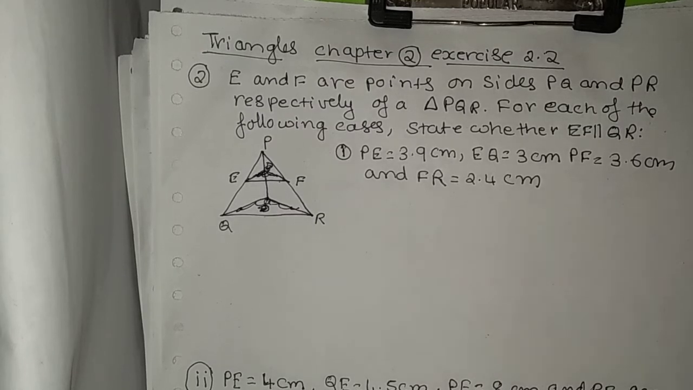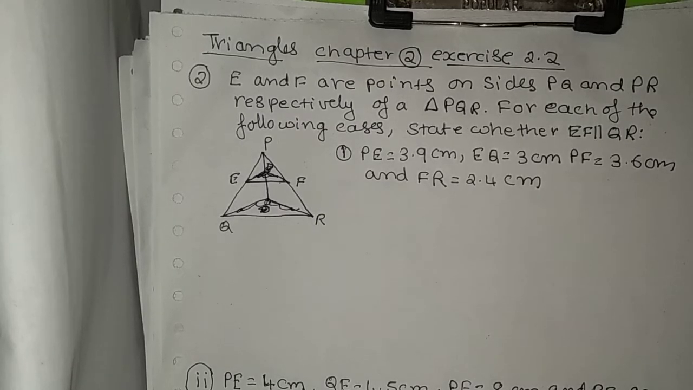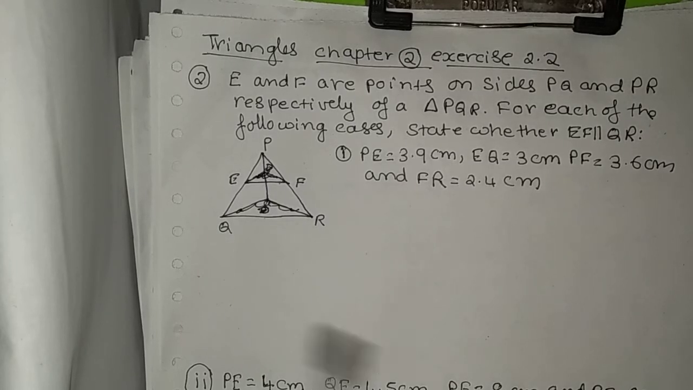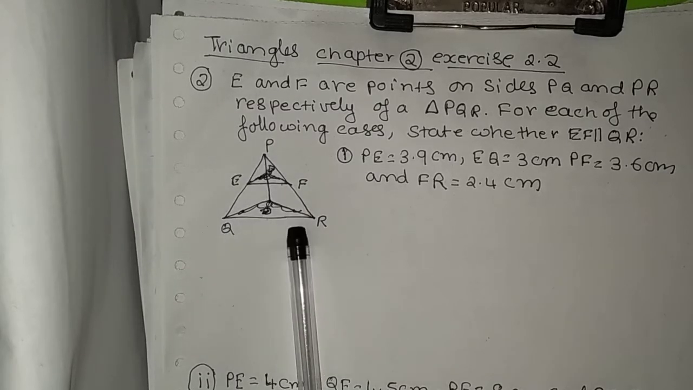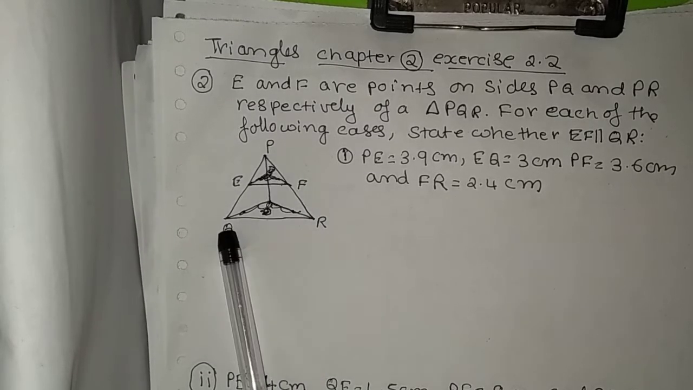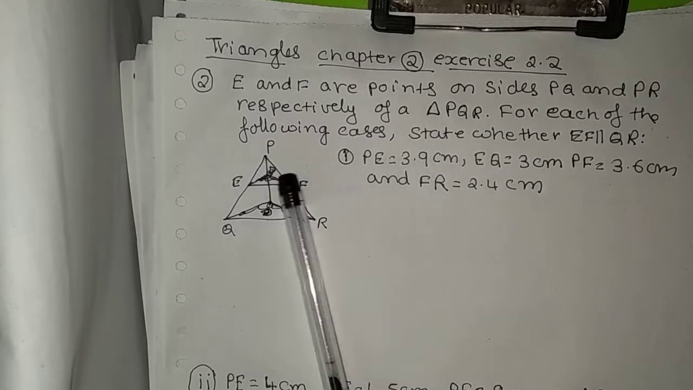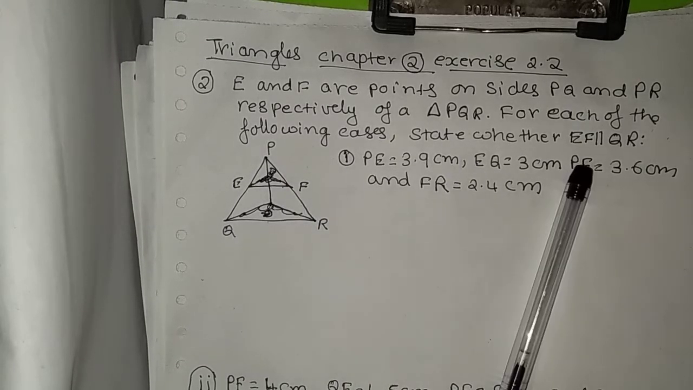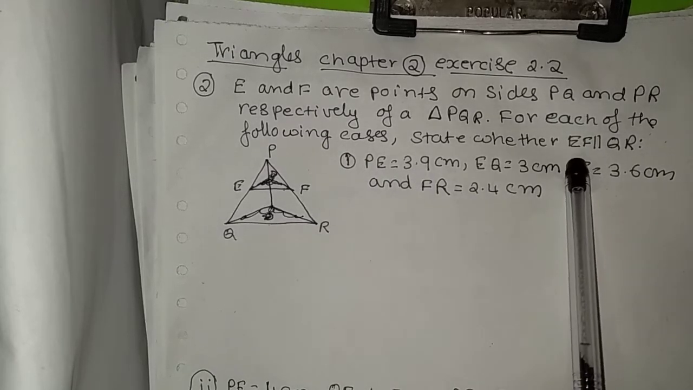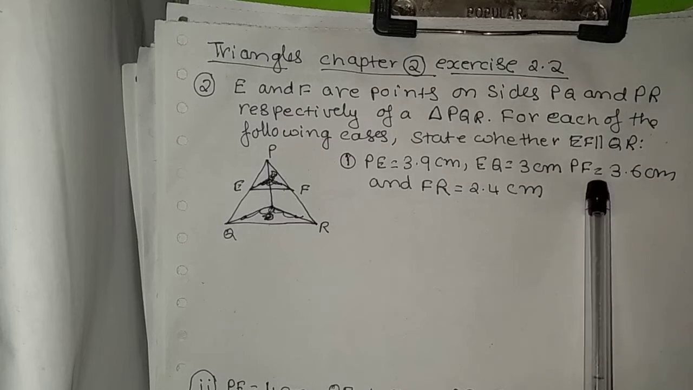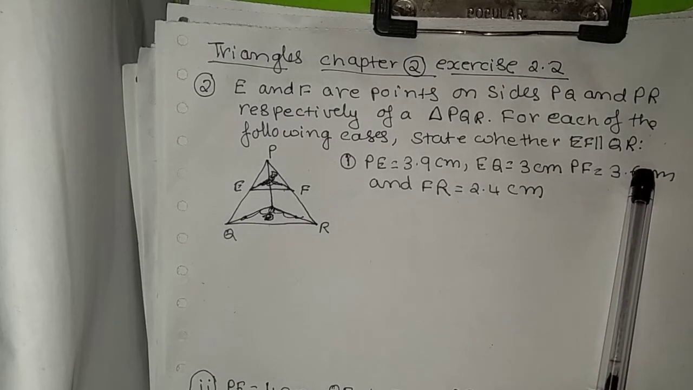In this class we study the triangle chapter, exercise 2.2, the second problem. E and F are points on the sides PQ and PR respectively of triangle PQR. For each of the following three cases, we have to state whether EF is parallel to QR.